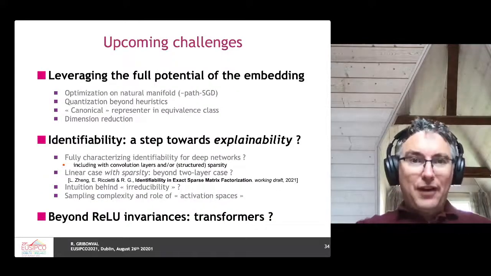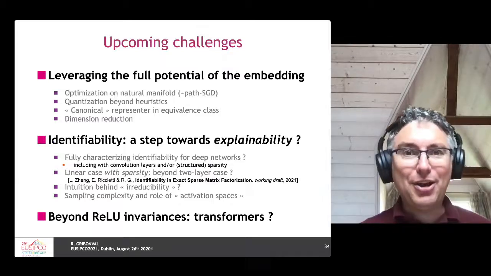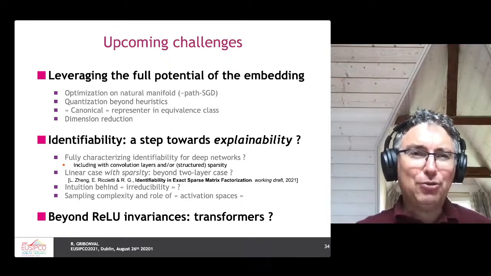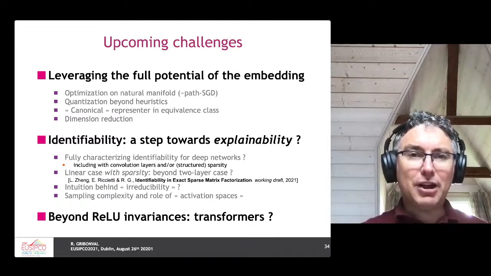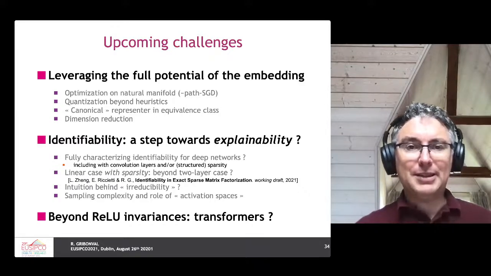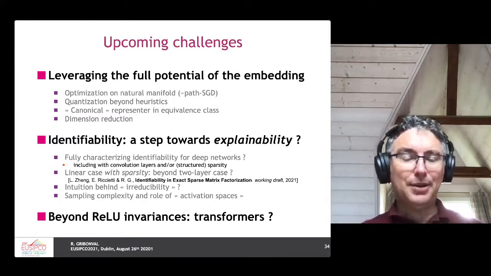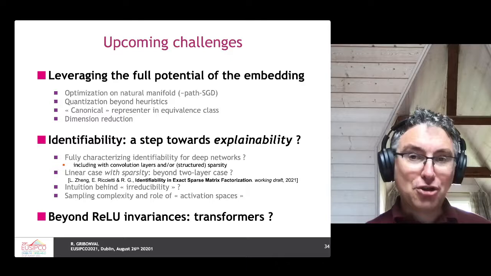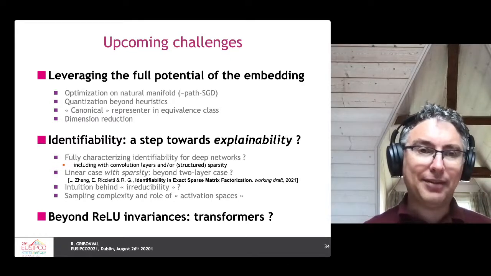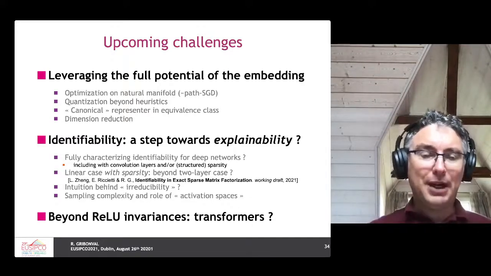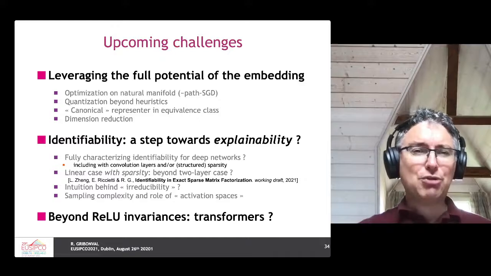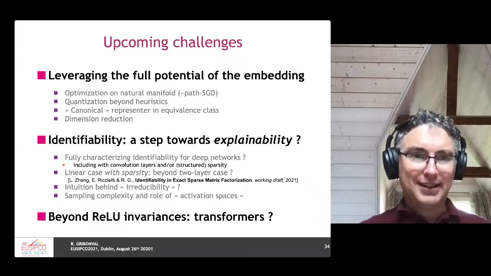So of course, this is far from being the end of the story. Among the upcoming challenges, I'd like to mention first this embedding, where we believe it has much more potential than what has been described here. It also has challenges in terms of the dimension of the embedding, because the number of paths is enormous and much higher than the intrinsic dimension of parameters. So this calls for dimension reduction techniques and algorithms to actually manipulate this embedding, find good representers, etc.